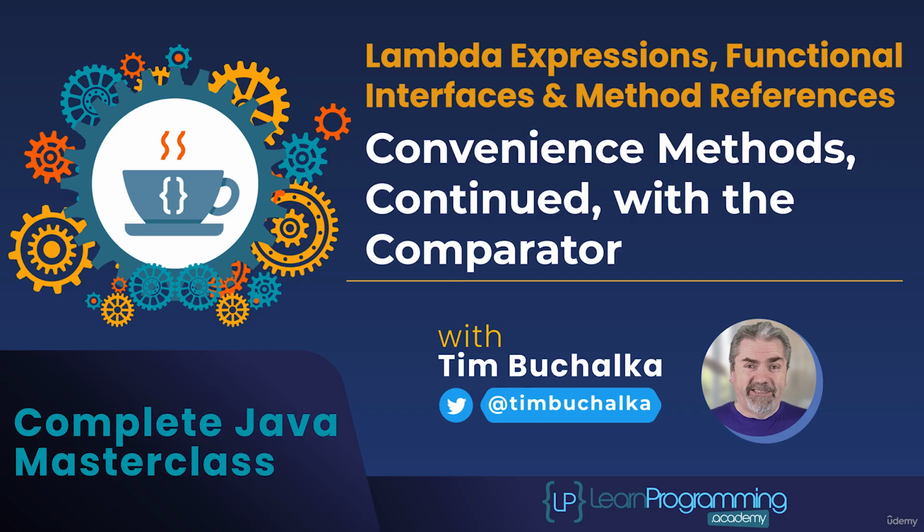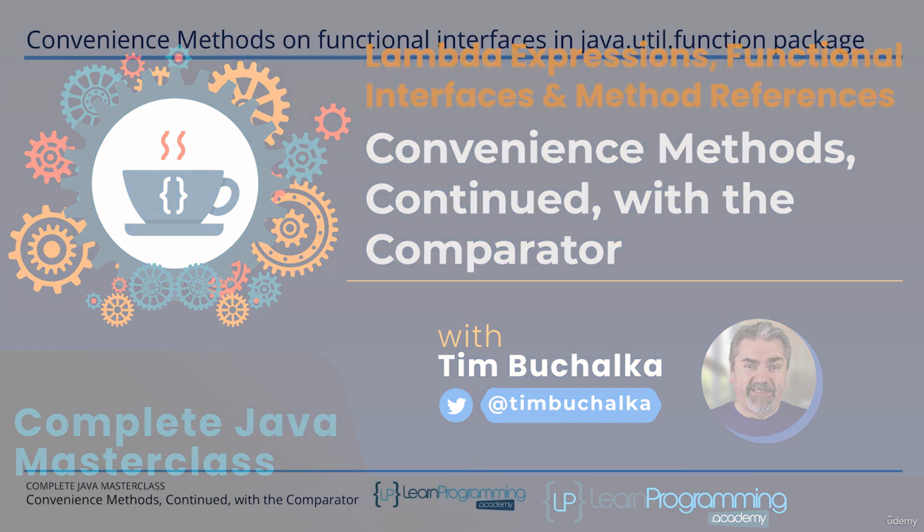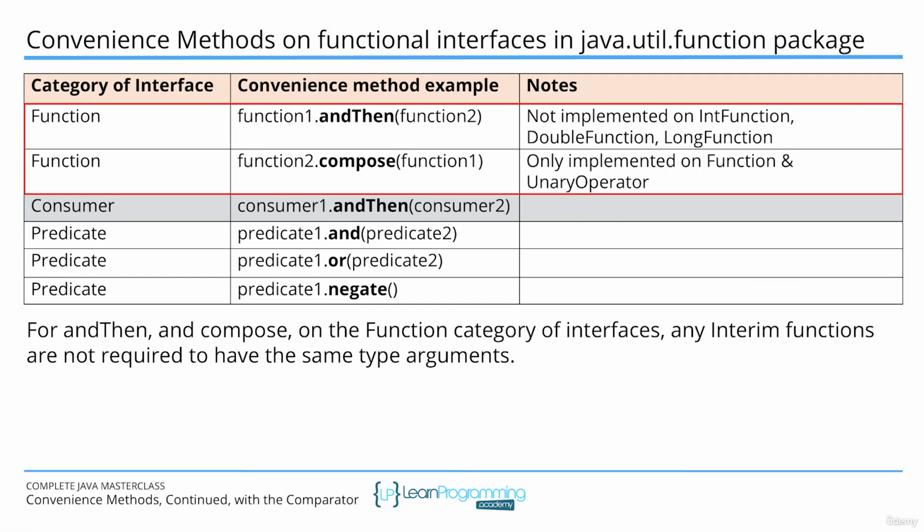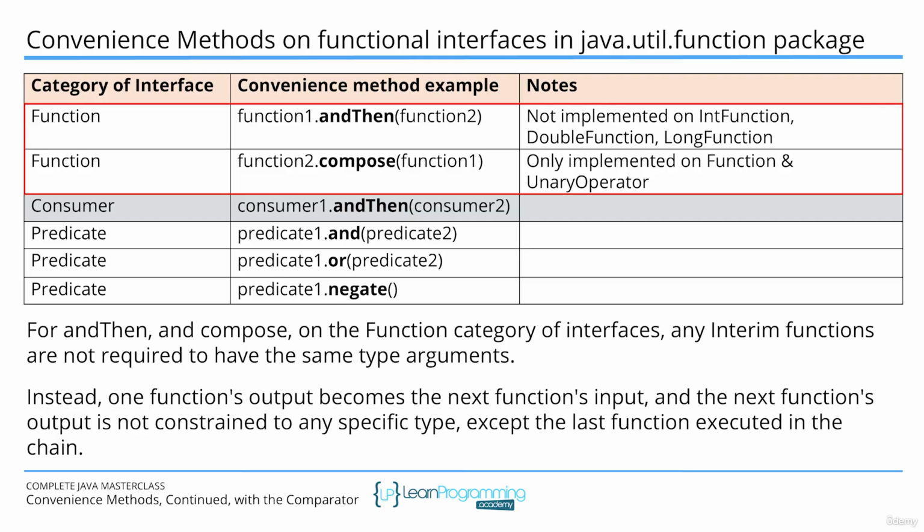Let me show the methods we just worked with in the previous video so I can summarize them. For andThen and compose on the Function category of interfaces, any interim functions are not required to have the same type arguments. Instead, one function's output becomes the next function's input, and the next function's output is not constrained to any specific type except the last function executed in the chain.